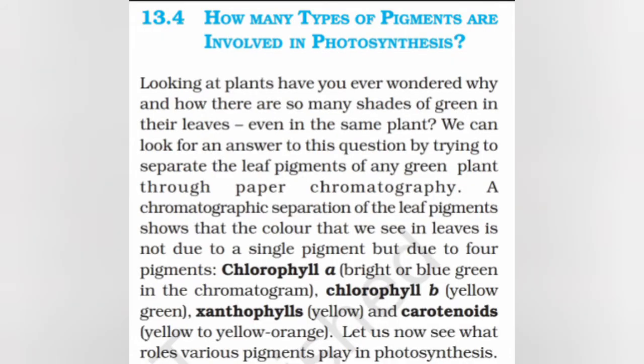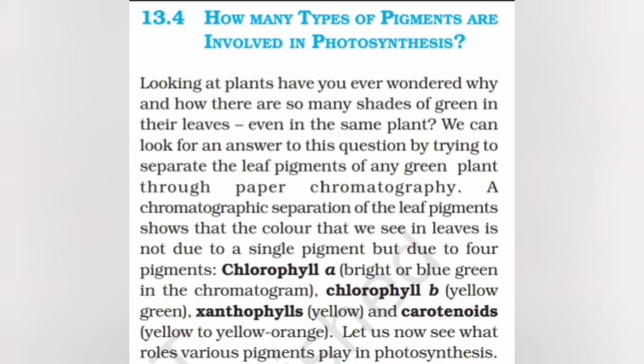Next is how many types of pigments are involved in photosynthesis. Looking at plants, have you ever wondered why and how there are so many shades of green in their leaves, even in the same plant? We can look for the answer to this question by trying to separate the leaf pigments of any green plant through paper chromatography. This is the technique to separate the pigments.